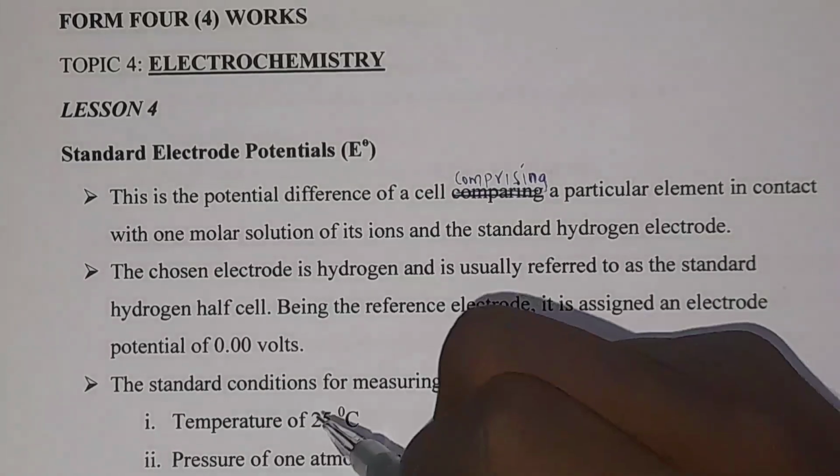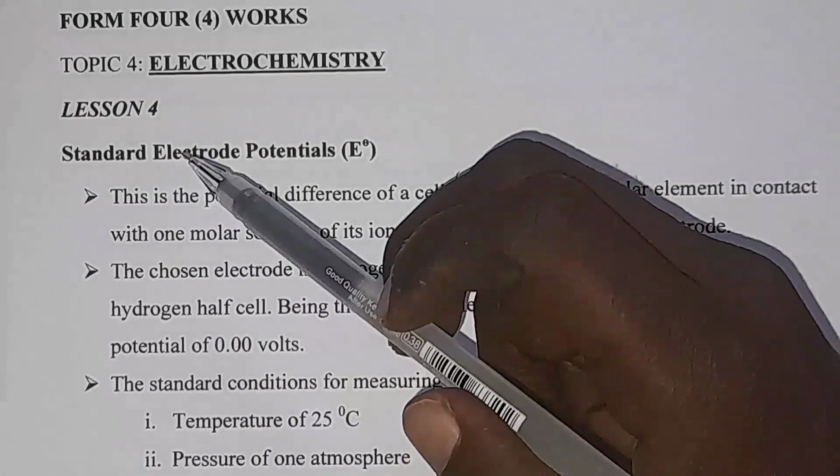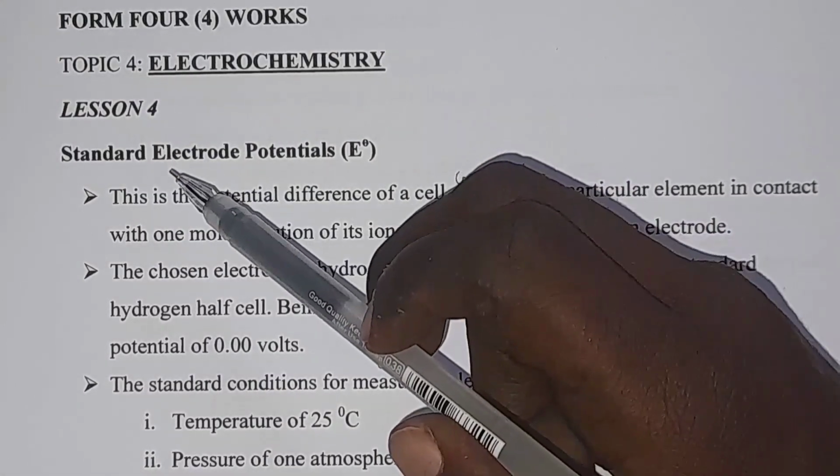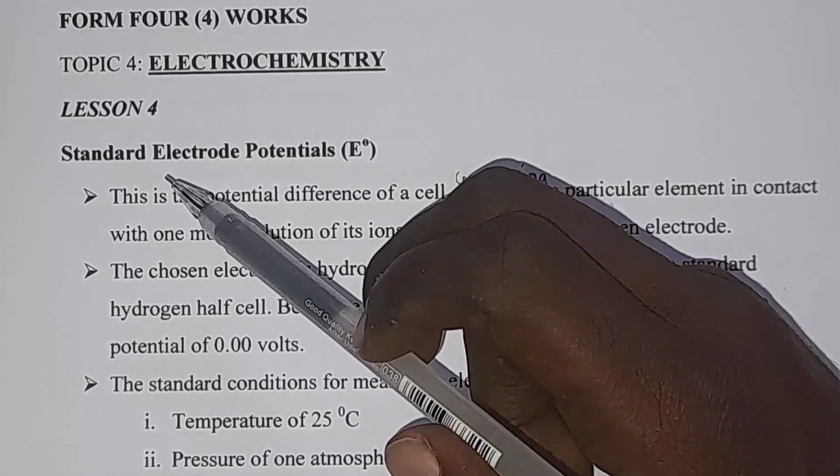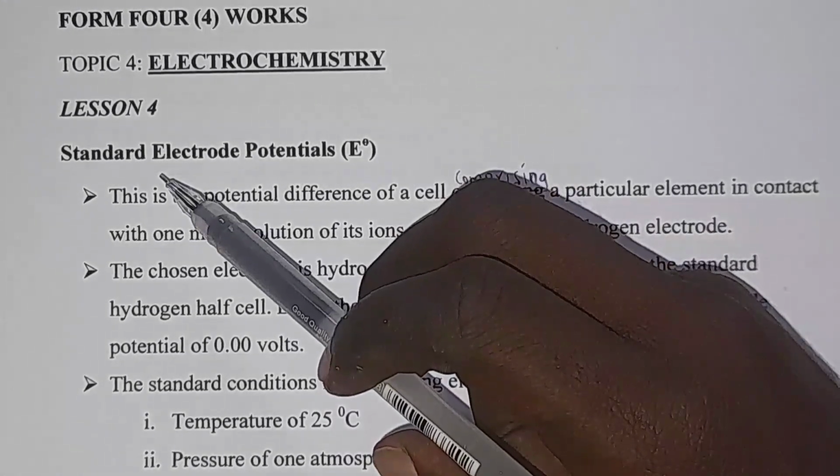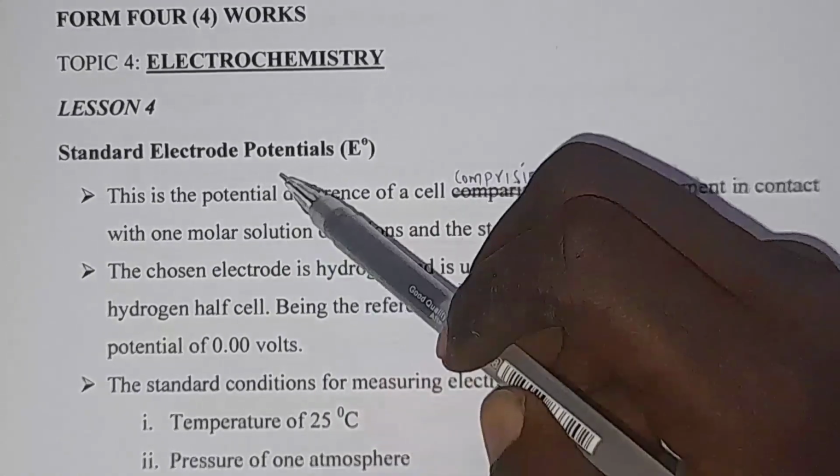Hello students, welcome. Previously, from topic 4, lesson 3, we were dealing with electrochemical cells. Today, lesson 4, we are going to proceed to standard electrode potentials.